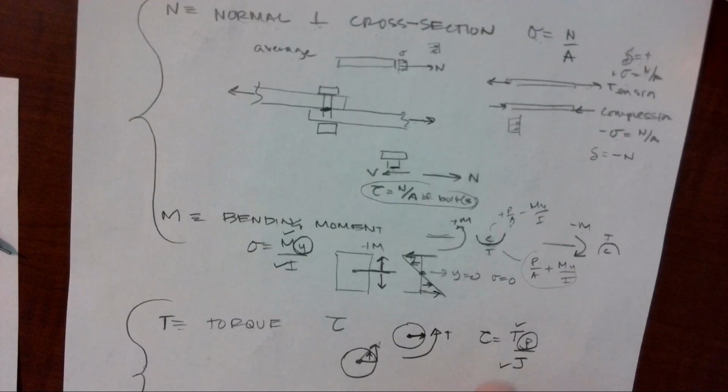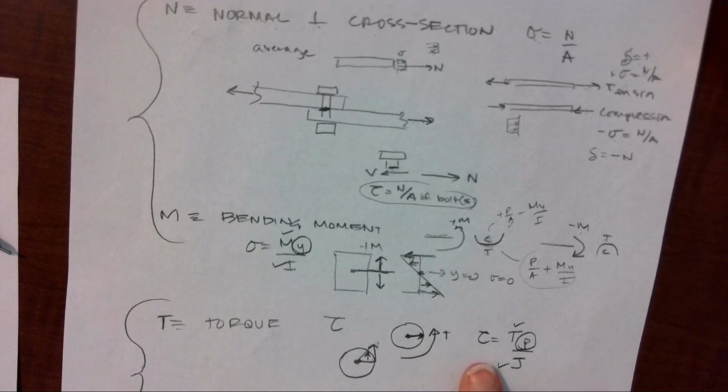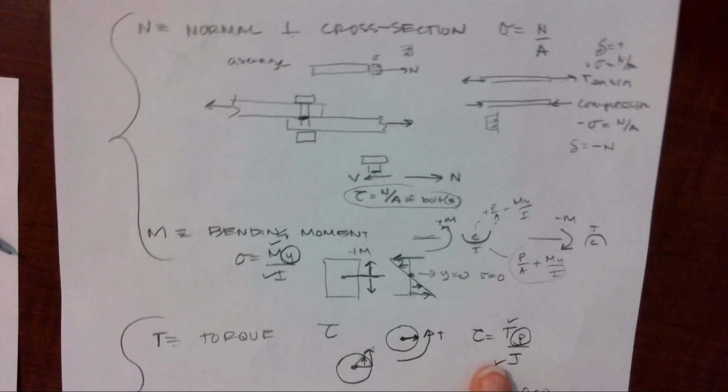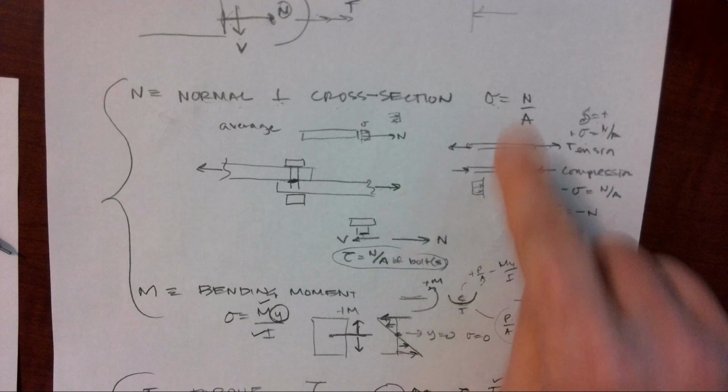So you might want to just make a copy of this for yourself, go through it, and make sure you totally understand what is coming from each equation. So when you look at an equation sheet and you see this, you know that this is torque, this is beam shear, this is bending moment, this is P over A, N over A.